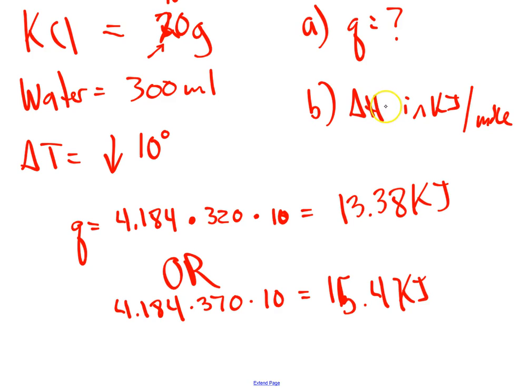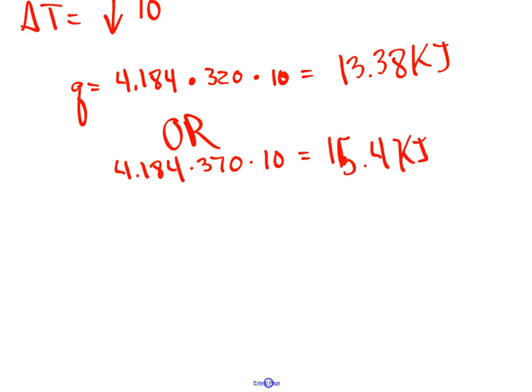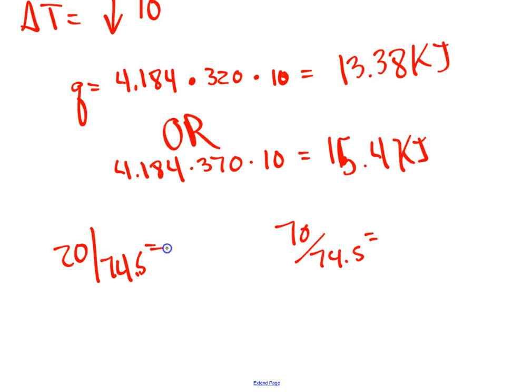Now, B requires us to now convert these. And this will be a pain. If you do 20 over 74.5, you get something. If you do 70 over 74.5, you get something different. Who did 20? What'd you get? 0.268. Who did 70? 0.94 something. All right, both of these were moles, correct?